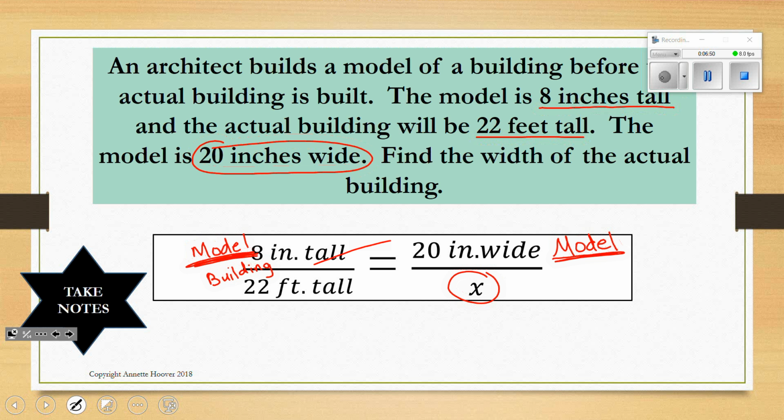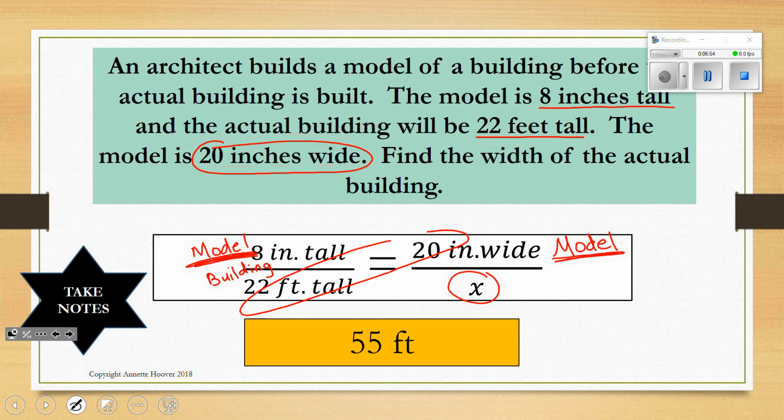So we have our butterfly wings, our little diagonals that we're going to do. And when we do that, we would have 22 times 20 for one diagonal. That equals 8x. And then when we evaluate 22 times 20, we find that it is 440 equals 8x. And then when we divide that number by 8, we find out that indeed it is 55 feet wide.